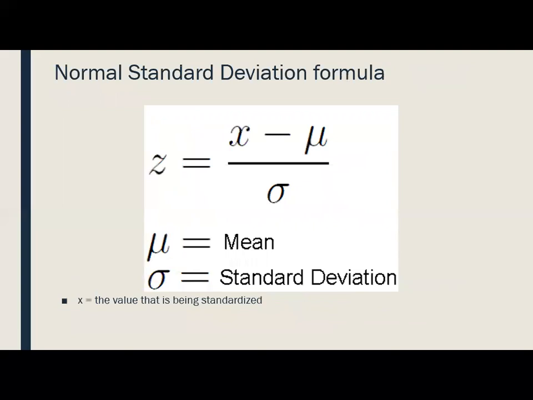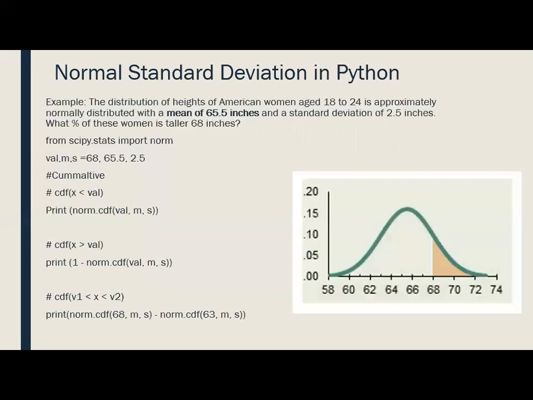And in the standard deviation formula, the mean will be 0 and the standard deviation will be 1. But it's not real in the real-time example, so it will vary. So next, we will see in Python how we are calculating the normal standard deviation. We will see one example.